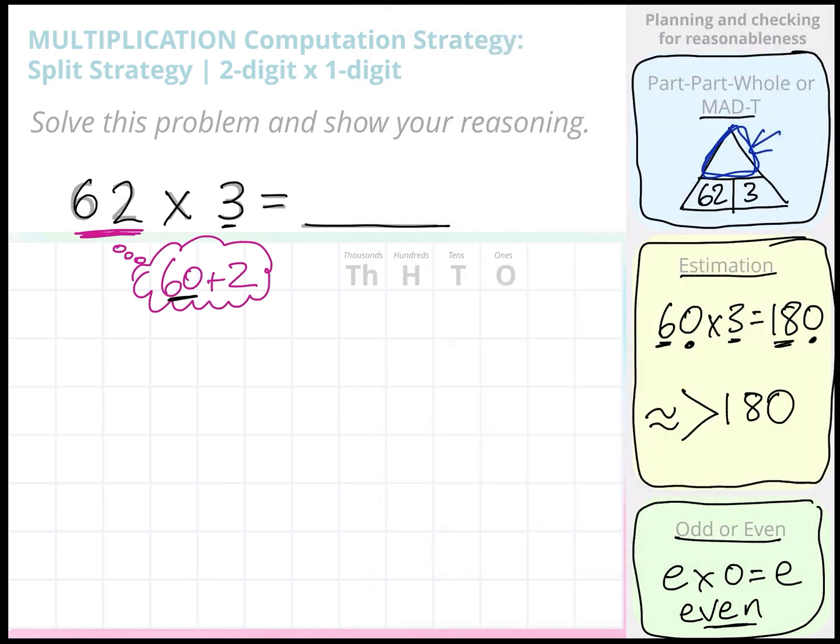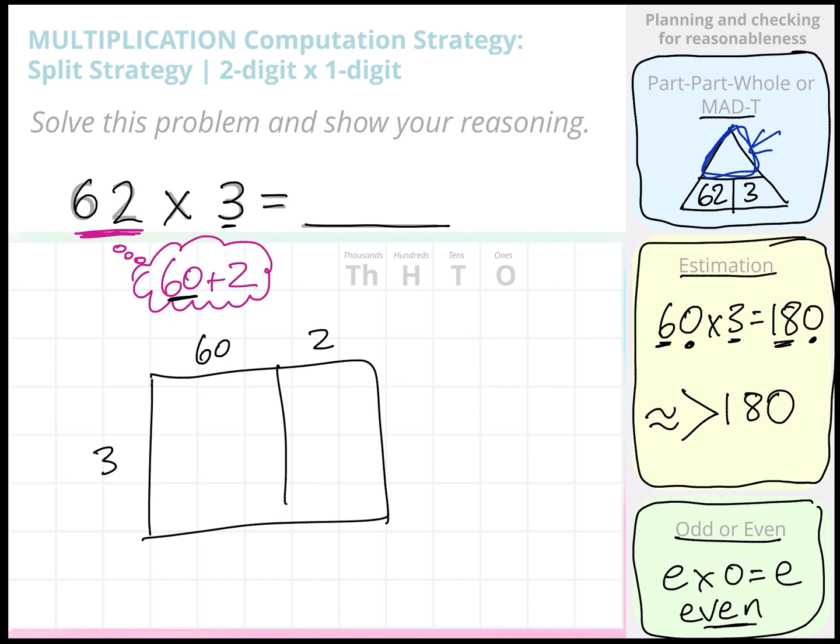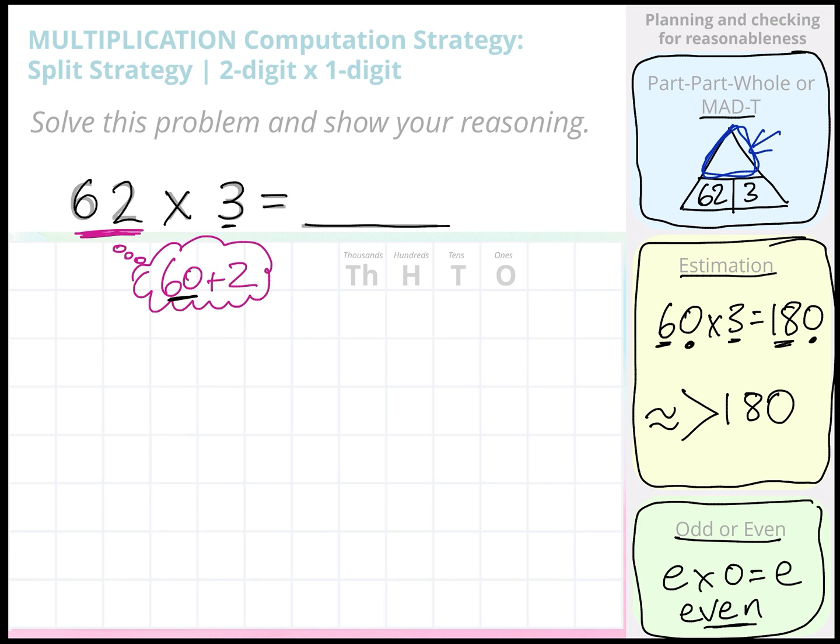60 times 3. So if I was doing the area model, it would have looked like this, right? It would have been 60 and 2 multiplied by 3. Okay, but this time, instead of just doing the 60 times 3 here and the 2 times 3, we don't have to draw the area at all.